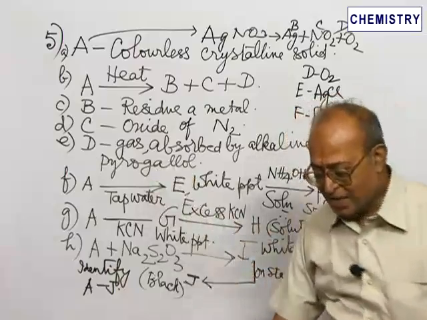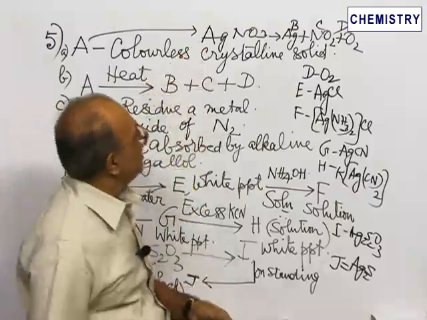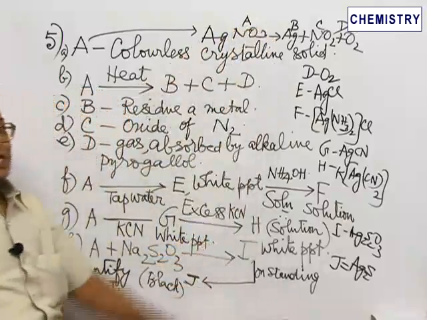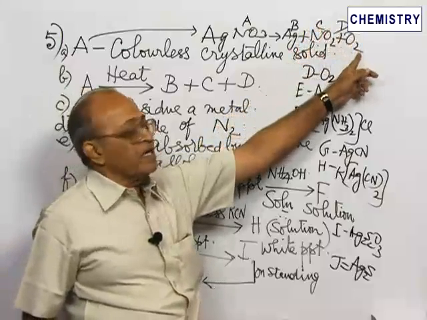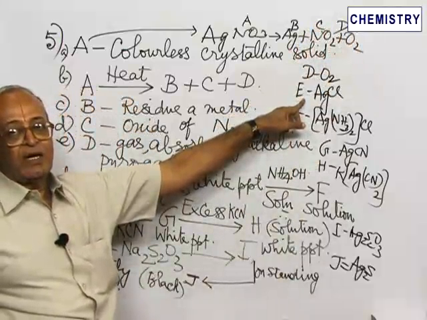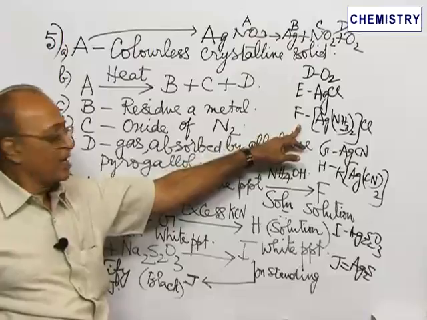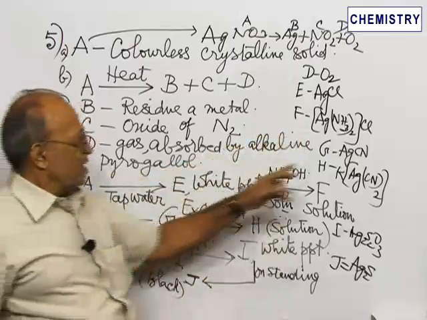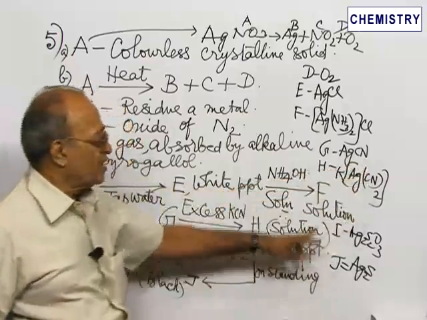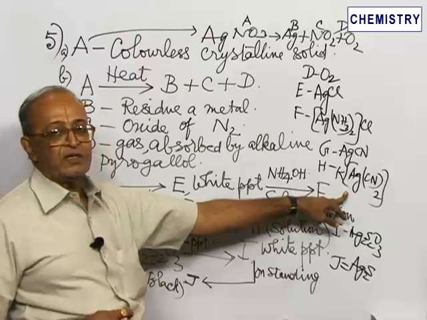So the answers are: A, AgNO3; B, Ag; C, NO2; D, O2, oxygen; E, AgCl, a curdy white precipitate, which is soluble in excess of ammonia, forming this complex F. Similarly, with KCN, the white precipitate G is AgCN, which also dissolves in excess of KCN, forming a clear solution, which is H, the K Ag(CN)2 complex.